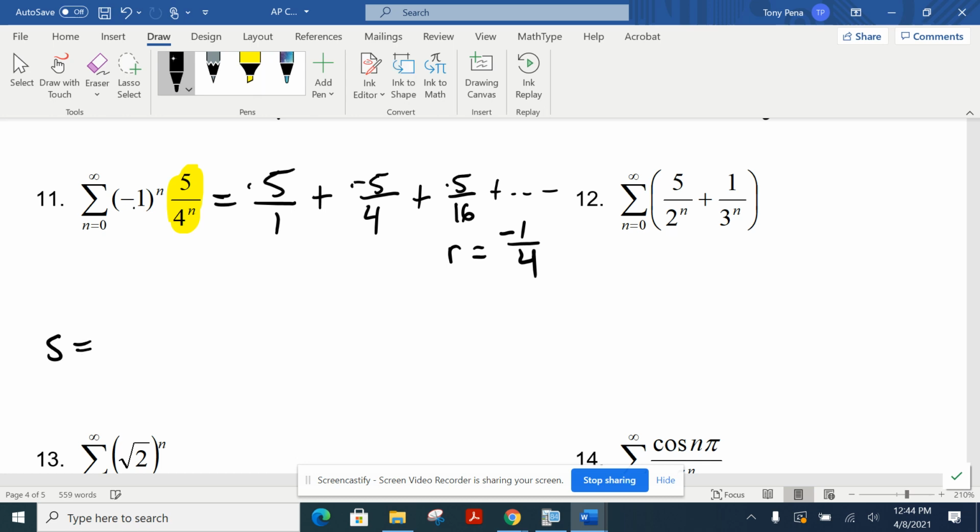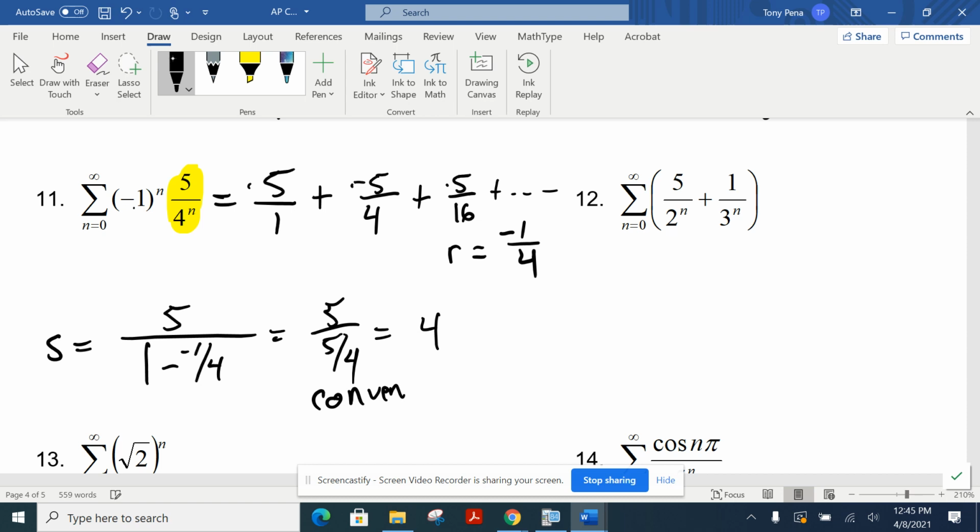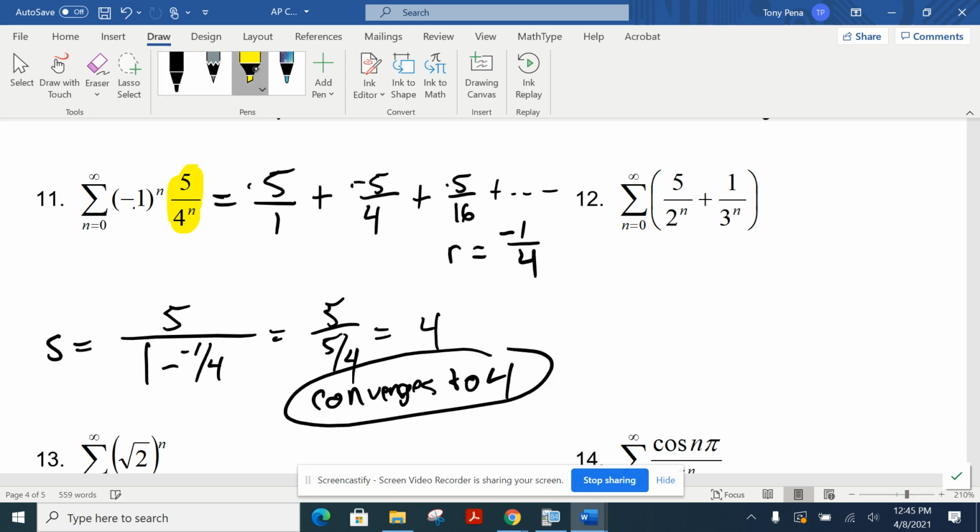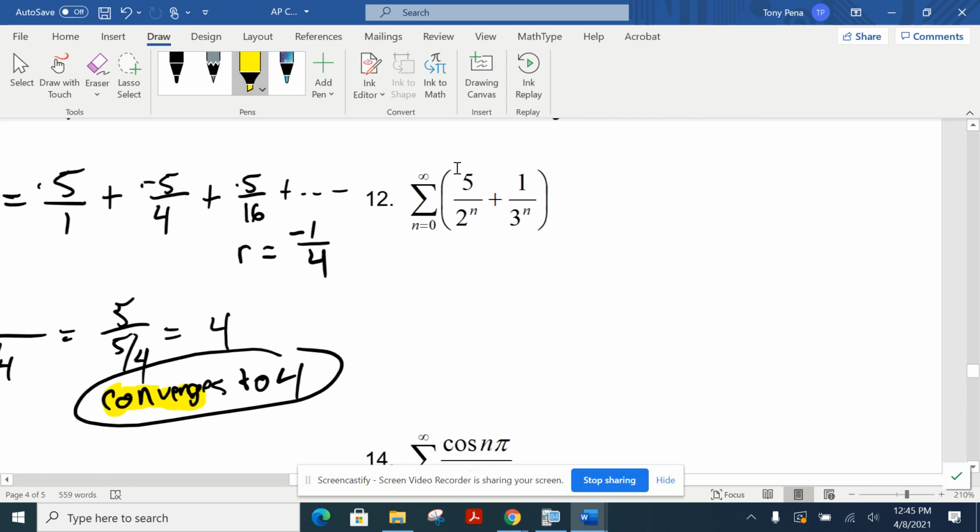All right, so do your sum. First term would have been a 5 over 1 minus the negative 1/4. So what is that, 5/4? So very nicely, this one should converge to 4. Writing the word converges is important, because we never actually get 4, right? It just becomes 3.9999, or bounces back and forth actually, but you'll just get closer and closer and closer to 4.